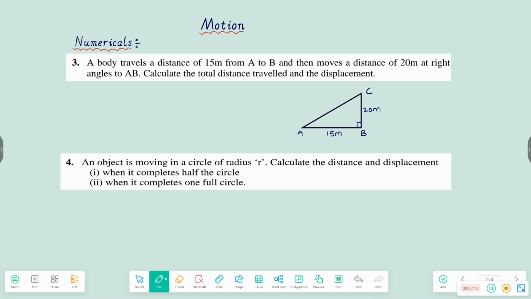What is the total distance now? A person started from A, he reached B, again from B to C he went. So from where to where we have to find total distance? Total distance is equal to AB plus BC, A to B and B to C, which is equal to 20 plus 15 or 15 plus 20, both are same, which is 35 meters. This is the total distance.